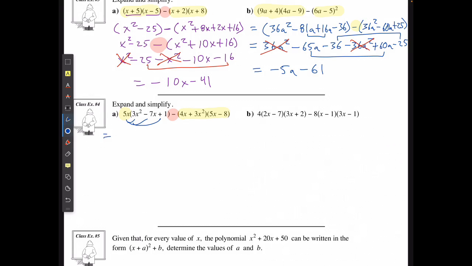So what I'm going to get when I multiply the 5x into the first part is 15x to the power of 3 minus 35x squared plus 5x. I'm subtracting from this when I expand out the right-hand side 20x squared minus 32x plus 15x cubed and minus 24x squared.